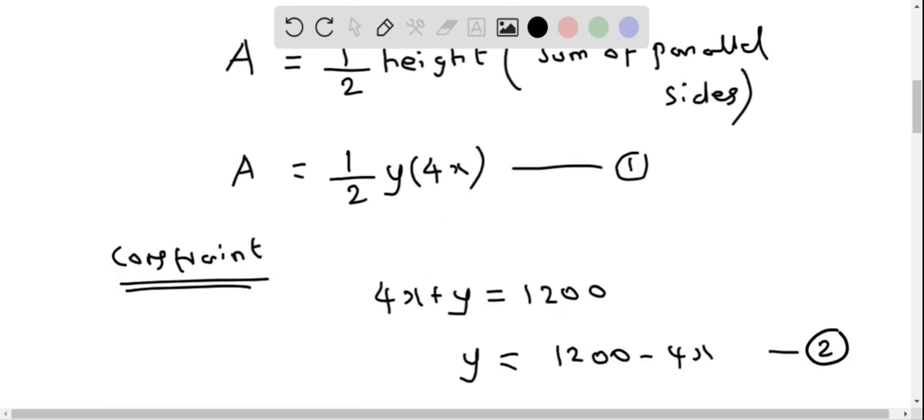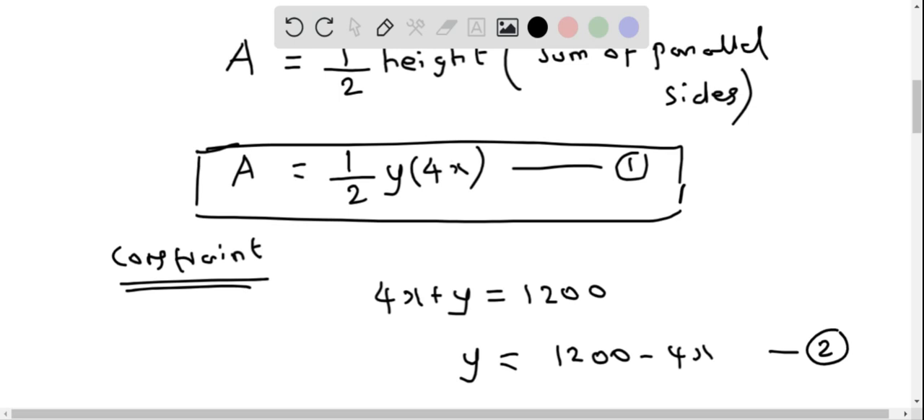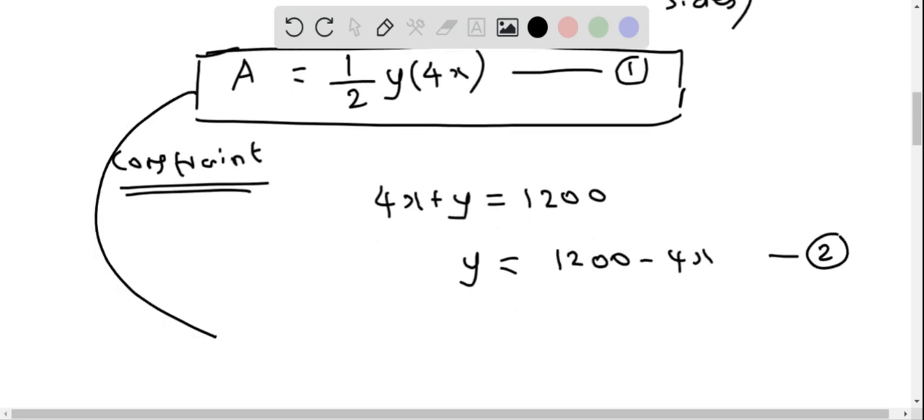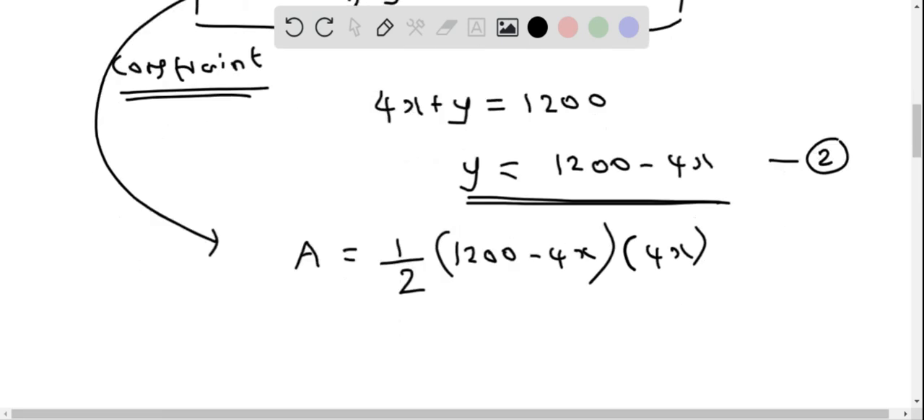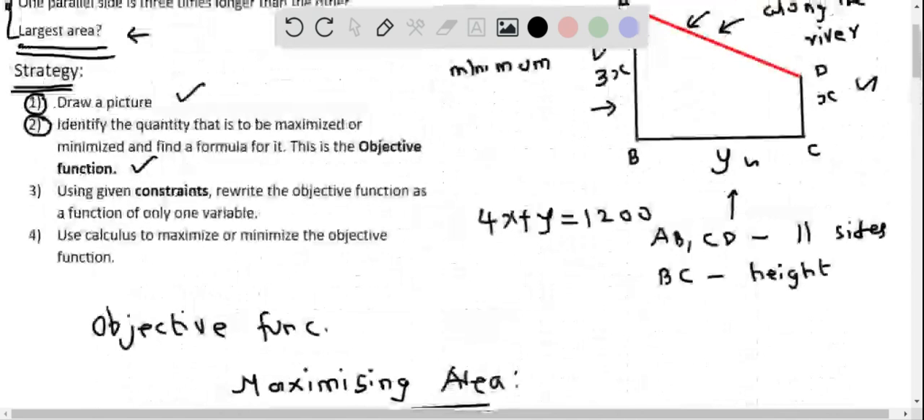Now since we have to find the largest area, this is our objective function. So we have to focus on this one. Let's utilize this and create it as a one variable function. So I'm going to write down A equal to 1 by 2 y. We know that y is equal to 1200 minus 4x. So I'm going to replace y with 1200 minus 4x times 4x. I already have a 4x in this equation. So this is our objective function, which we have successfully created in just one variable, which means we have completed step 3 as well.